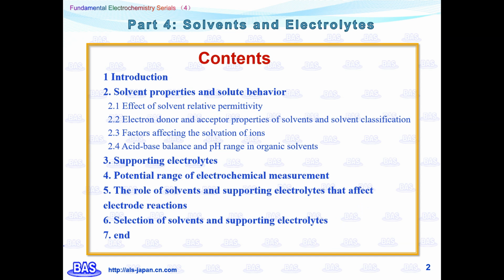The role of the various effects affecting the positive and negative potential limits, and of the solvent and the supporting electrolyte in influencing the electrode responses, will be discussed using mercury and platinum electrodes as examples. Other points that should be considered when choosing a solvent and a supporting electrolyte, in addition to the effect on the electrode response, will also be covered.